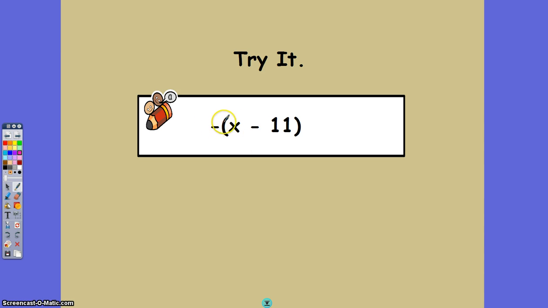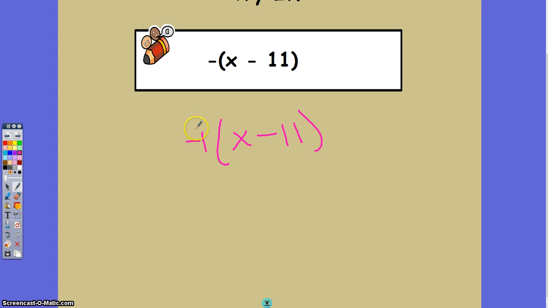Now the negative is right next to the parentheses, so remember it's being multiplied. Well, this is kind of confusing, so it might help us if we turn that negative into a -1. Remember, we usually don't need to write a 1, but in this case it might be helpful to see that there is a number outside of our parentheses. So now we have -1 being multiplied to x and to a -11. So -1 times x is just -1x. -1 times -11, a negative times a negative is a positive.